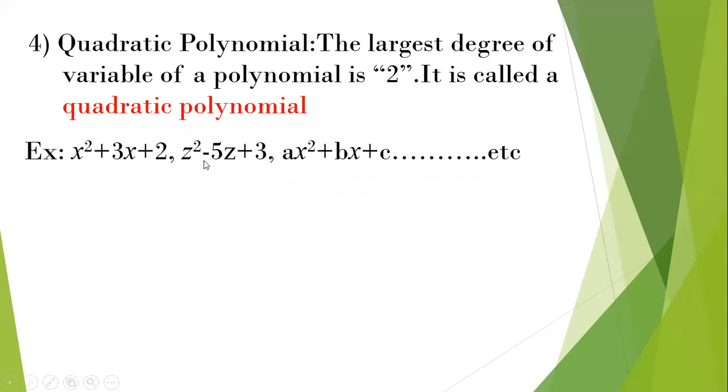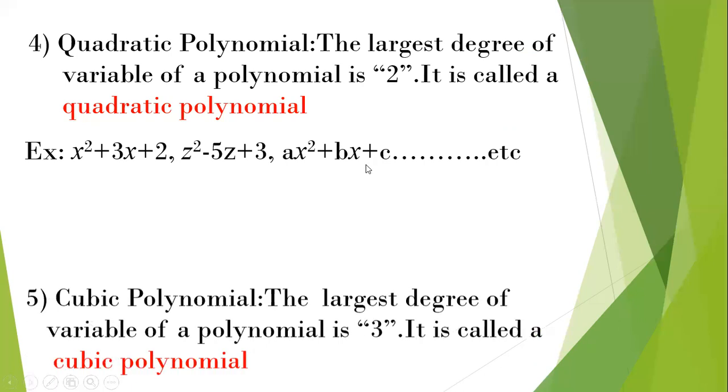And also z square minus 5z plus a. This is written in terms of z. Z is some variable. So its degree is 2. Here also the degree is 2, largest degree is 2. That is why these two polynomials are considered as quadratic polynomials. Coming into this, ax square plus bx plus c. This is the general form of the quadratic polynomial. So a polynomial in the form of quadratic can be expressed like this. That is ax square plus bx plus c.